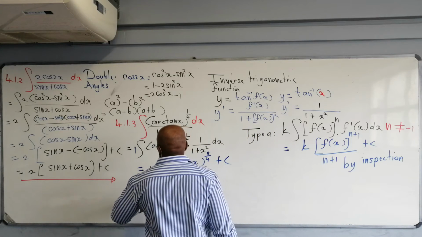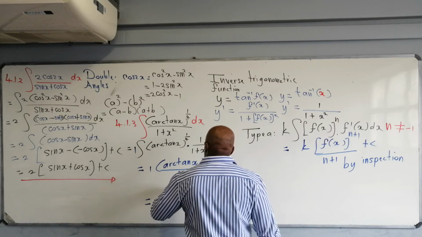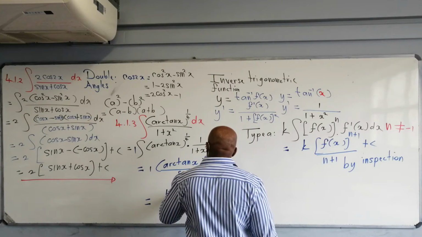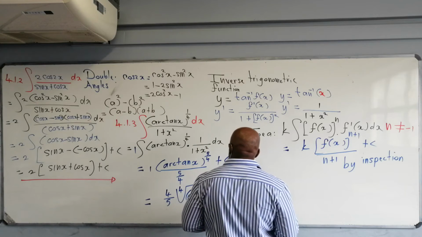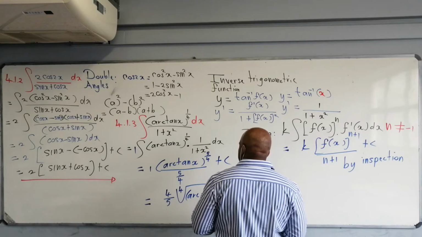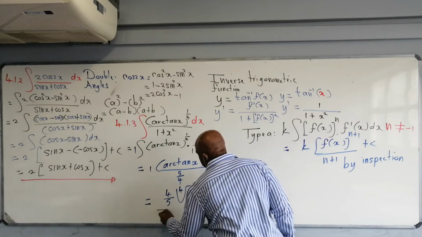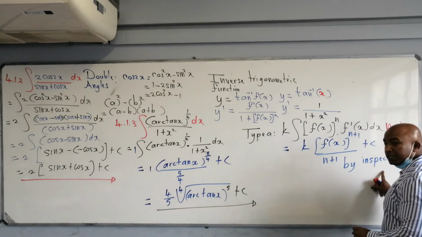So that becomes 4 over 5, and that becomes the 4th root of arctan x to the power 5, plus c. So this is by inspection.